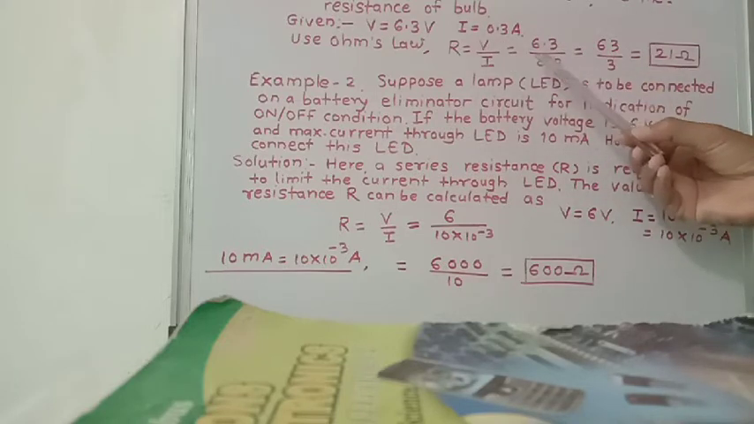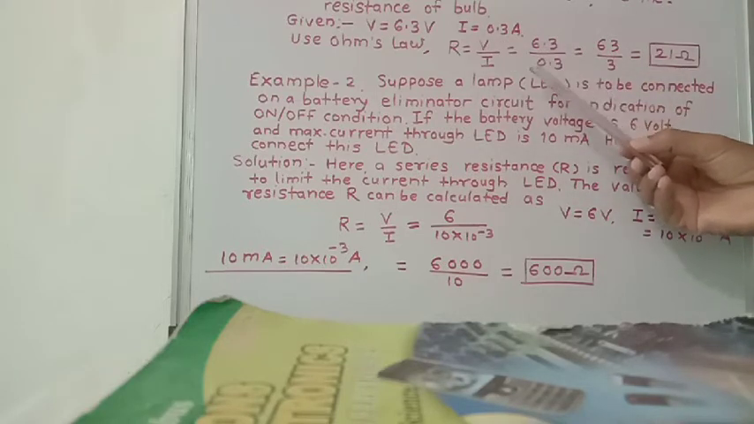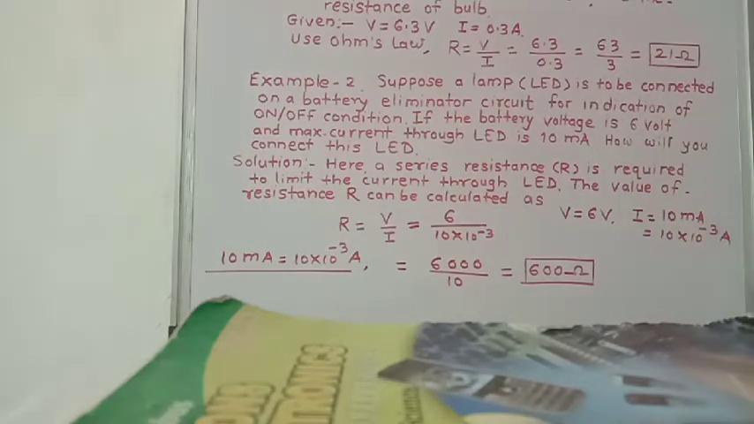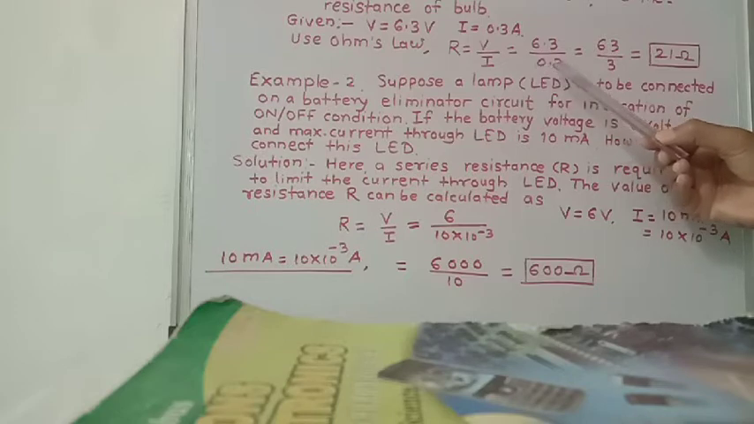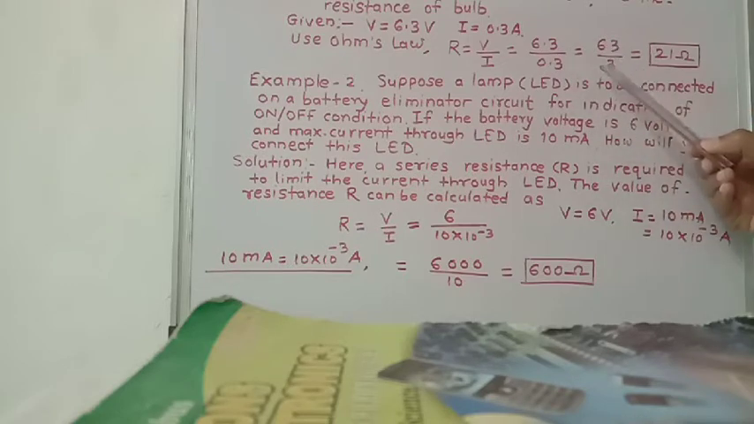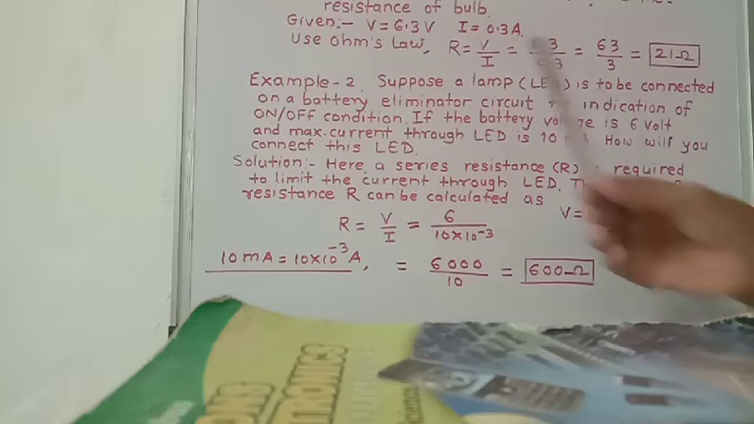That is 6.3 volt divided by 0.3 ampere, which is equal to 63 divided by 3. The decimal point will shift here, and here also. 63 divided by 3 is equal to 21 ohm. That is, the resistance of the bulb is 21 ohm. Okay, so then we will study the next example.